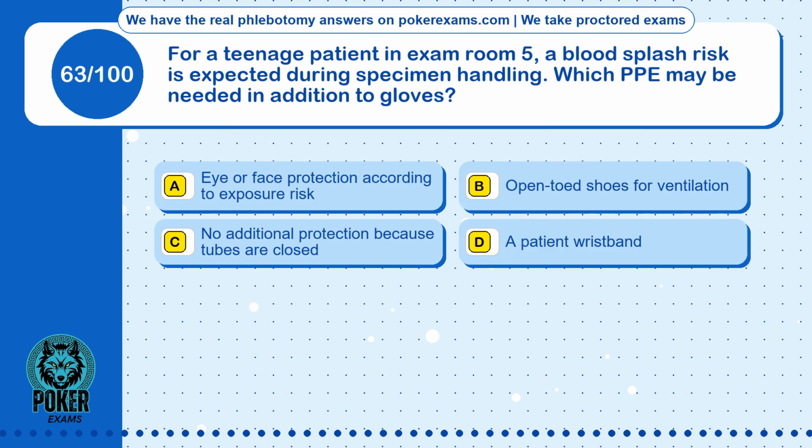Question 63. For a teenage patient in exam room 5, a blood splash risk is expected during specimen handling. Which PPE may be needed in addition to gloves? Option A. Eye or face protection according to exposure risk. Option B. Open-toed shoes for ventilation. Option C. No additional protection because tubes are closed. Option D. A patient wristband.